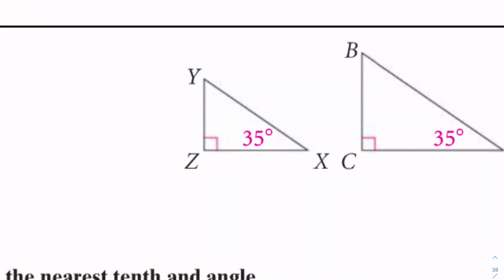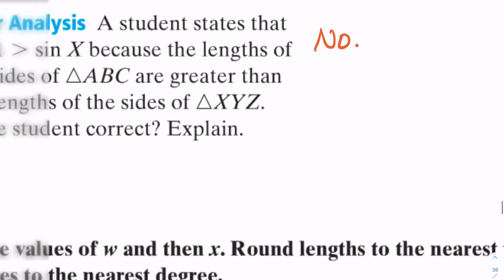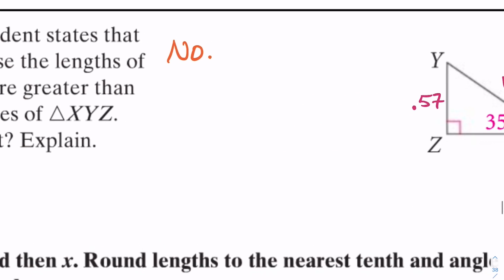So it doesn't matter if this is 0.57 over 1 or if it's 5.7 over 10, right? Because 0.57 over 1 is 0.57, and 5.7 over 10 is also 0.57. It's just magnified. So the answer is no. Ratios are always consistent.